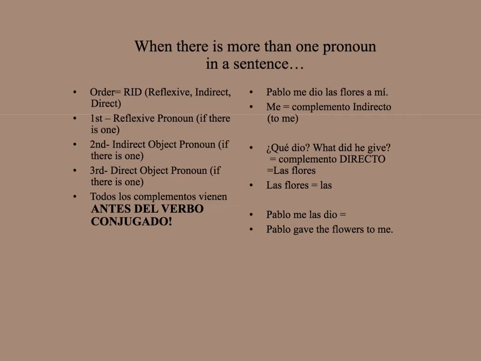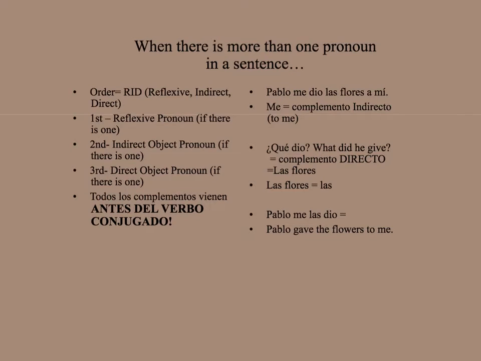All right, so if you have more than one, first of all, you need to know what order to put them in. So the order is RID. Reflexive first if you have it, then indirect if you have it, then direct. You're very rarely going to have 3 pronouns. So it's going to be a combo of the 2, okay? Like either a reflexive and a direct or an indirect and a direct, okay? They all go in front of the conjugated verb.